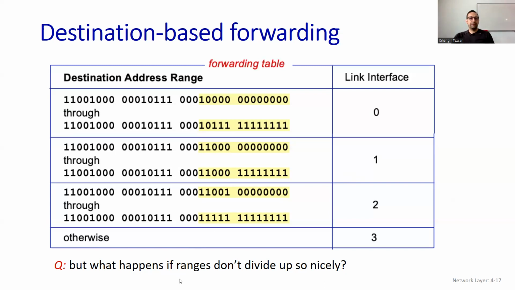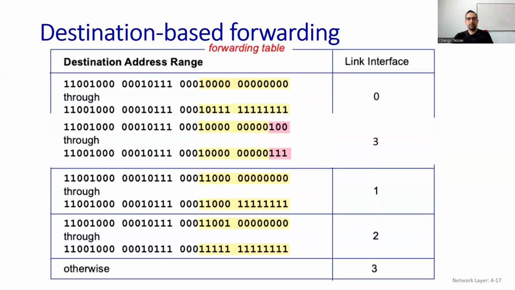So the question is, what happens if ranges don't divide up so nicely? This is actually an important thing. The point here is that maybe at some port you have 5 computers, and at another one maybe 2,000 computers. So you have to divide these ranges so that they can support that many hosts. So the idea is like this. In this example, let's see. Yes, only the last part changes, right?